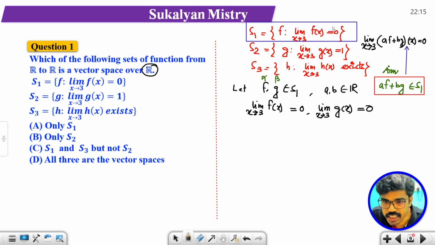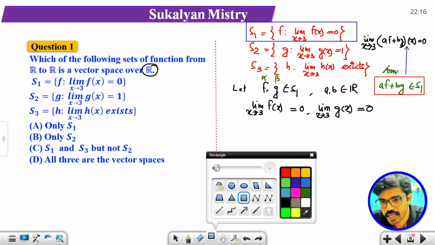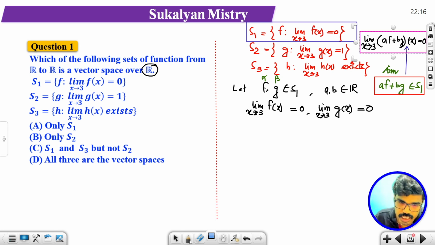Because S1 is defined as the set of functions f such that limit x tending to 3 of f(x) is equal to 0, okay. So if we can prove limit x tending to 3 of (af plus bg)(x) is equal to 0, then we conclude that af plus bg belongs to S1. So this is our target.